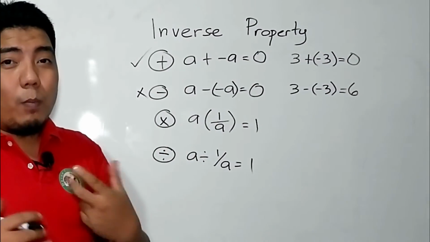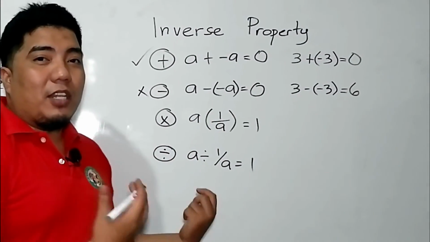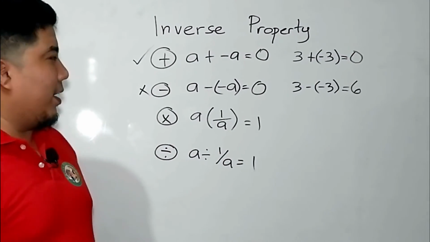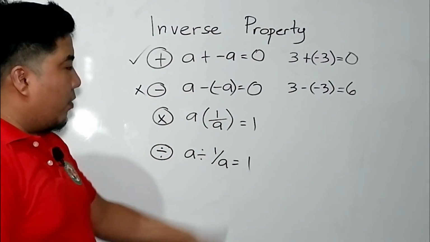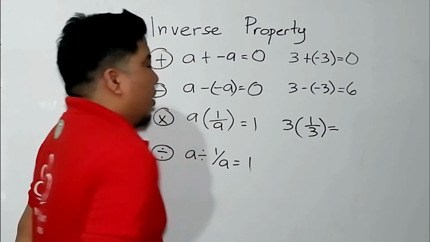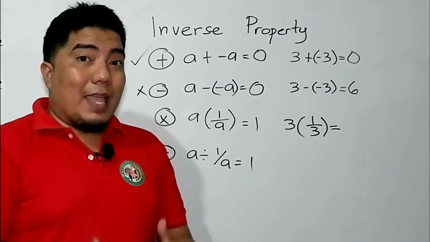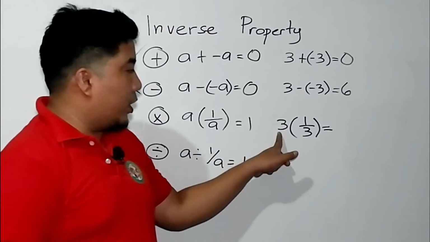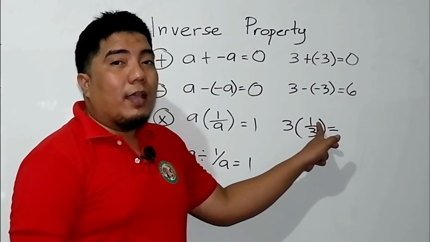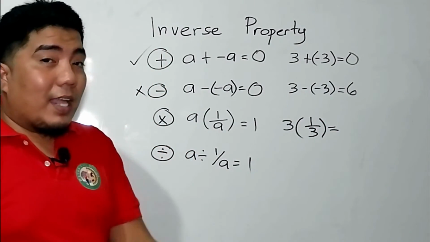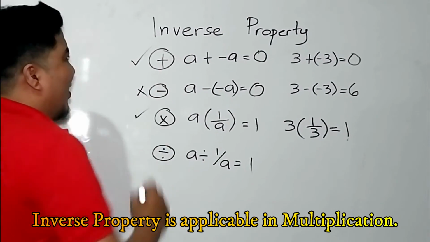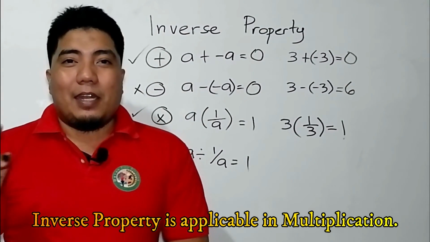Now, let us go to multiplication. Again, in multiplication and division, it is the reciprocal of the integer in order to get its identity element. Okay, A times 1 over A. So, let's say that is 3 times 1/3. Okay, so how do we multiply 3 times its fraction, which is 1/3? So, first, we multiply it to the numerator, then divide it to the denominator. 3 times 1, that is 3. 3 divided by 3, that is 1. Okay, so therefore, they are correct. Okay, so inverse property can be applied in multiplication.